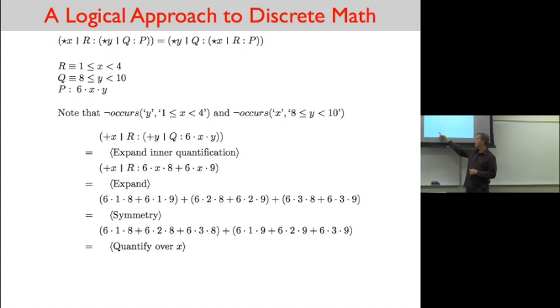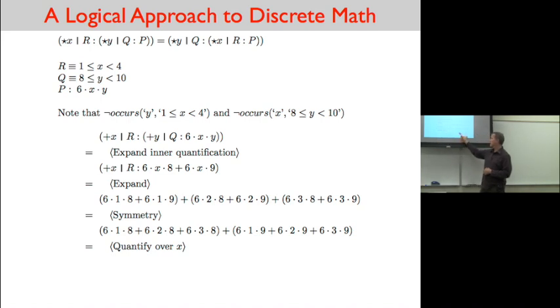6 times x times 8. No, it's parentheses. We are quantifying. Parentheses, plus over x, range what? Let's just say x ranges over r, 1 less than or equal to x less than 4. Okay, range of r. And then what's in the body? 6 times x times 8. Okay, body 6 times x times 8 for that one.